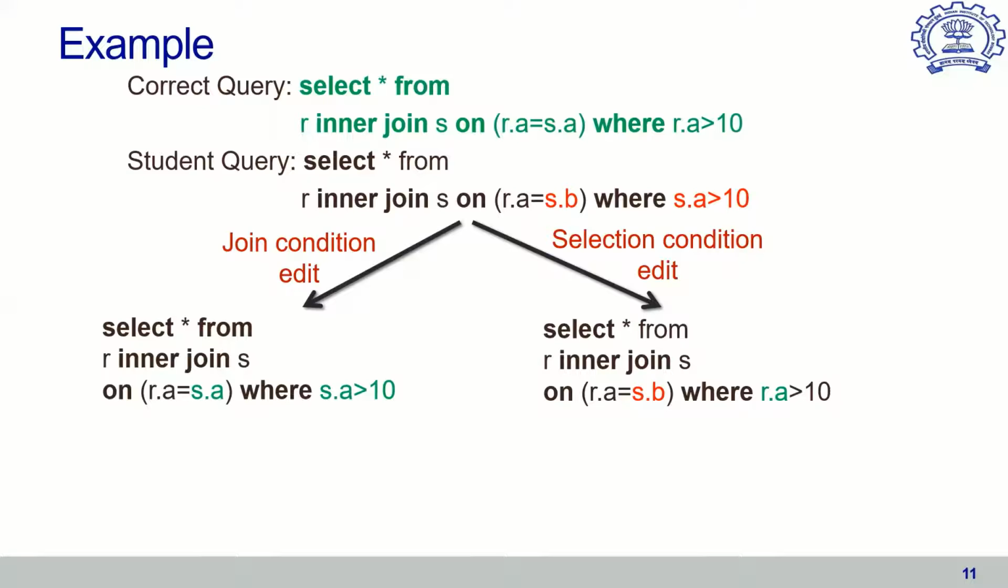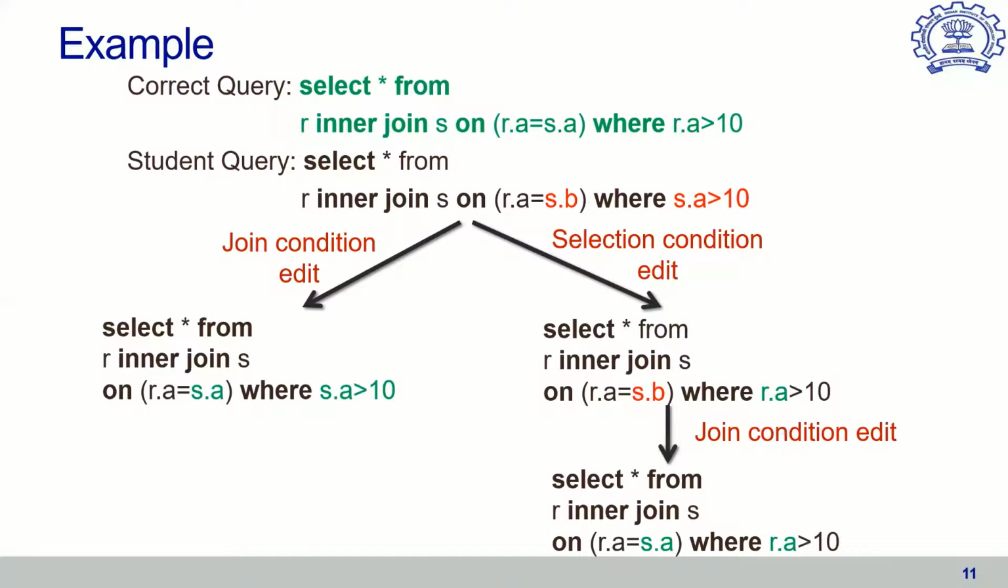However, the query with the selection condition edit is not equivalent, and it can be edited further by applying a join condition edit. We apply that edit and see that the query is now equivalent. For each edit, we deduct some marks as configured by the instructor. We pick the edit path that awards the best marks to the student query.